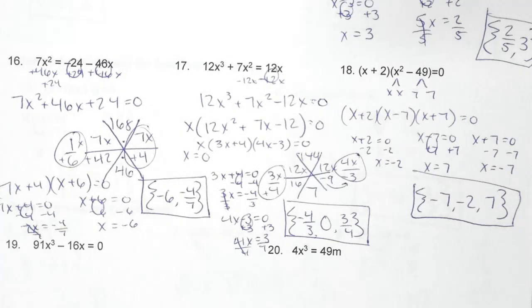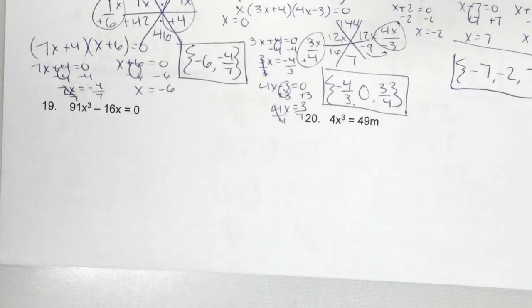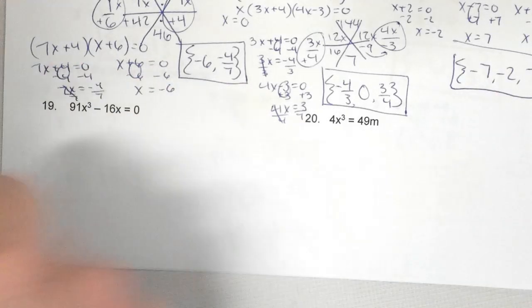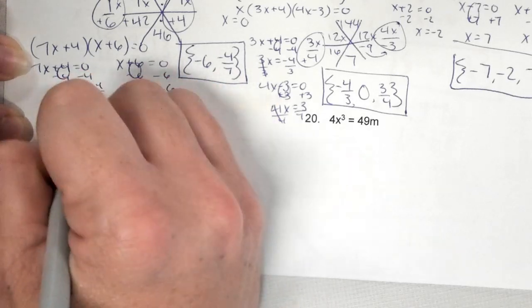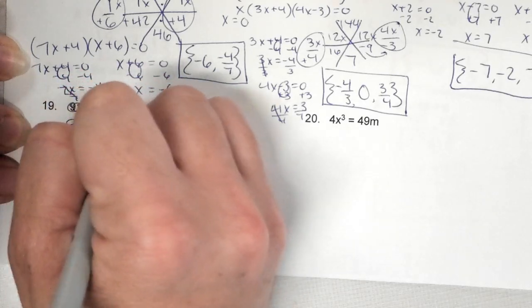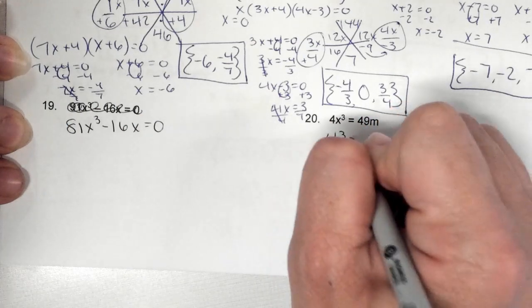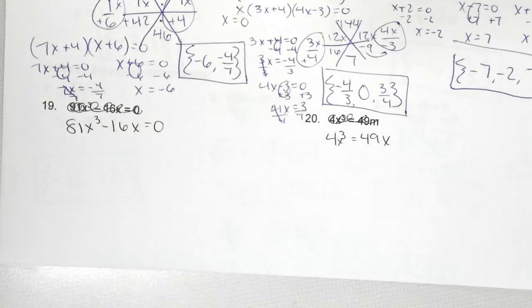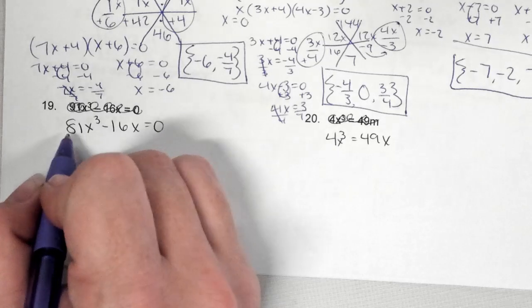So the next one is number 19. These are the two that I messed up. My bad, y'all. This is going to be 81x squared, or x cubed, sorry. And this should be 4x cubed equals 49x. Sorry about that, y'all. So now there is no GCF number, but x goes into both of these.